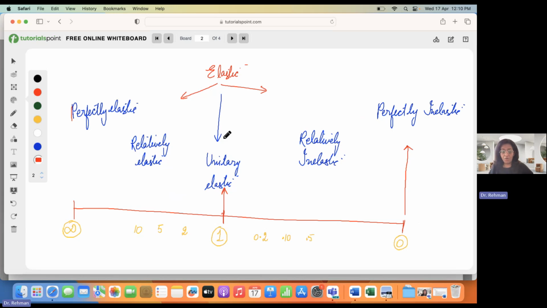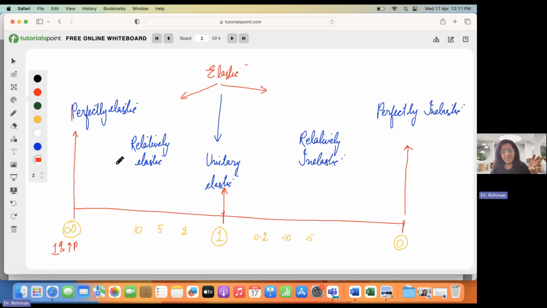Now, coming to an example of infinity, which means for a 1% increase in price, the demand decreases to infinity. Like there is no limit to it. Similarly, for a 1% decrease in price, the demand increases to infinity. There is no limit to the demand. Does it happen in the real world? No, it doesn't happen. So perfectly elastic demand does not exist in the market. You will not find such a product in the market.